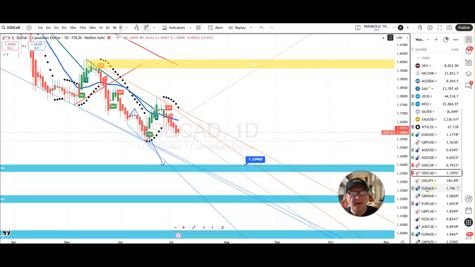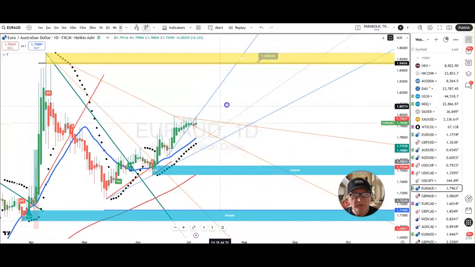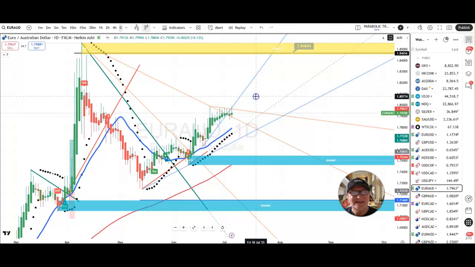On to the parabolic trend in terms of the Euro Aussie. This is looking very exciting indeed. And if you're in the Euro Aussie, fantastic, well done. If you've got that in the VIP room, as I do the daily video analysis for members, I'll keep you up to date, and you obviously trade at your own risk.